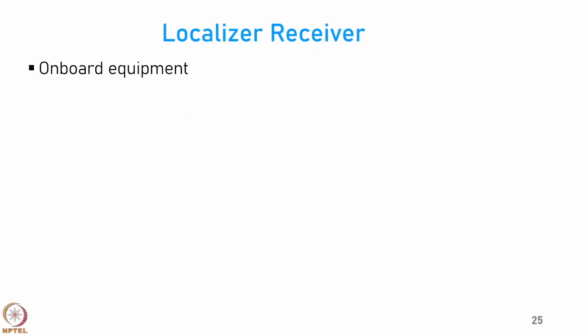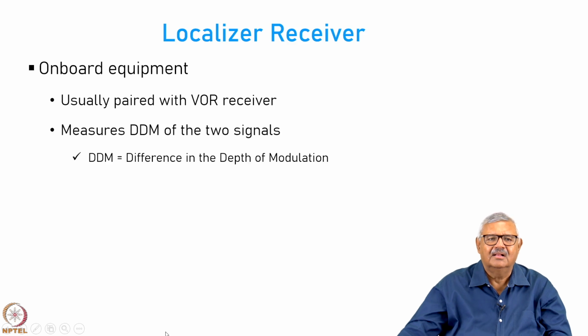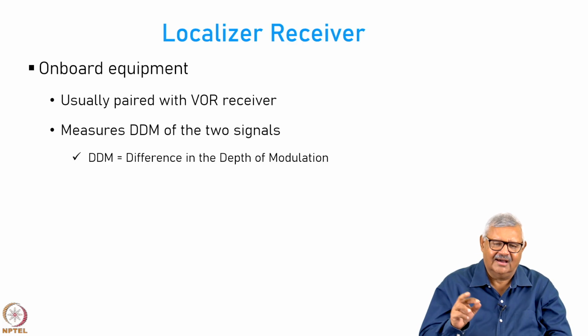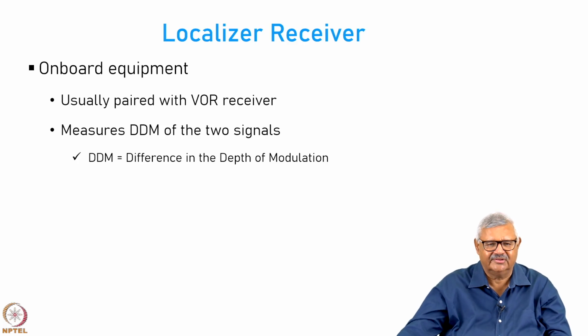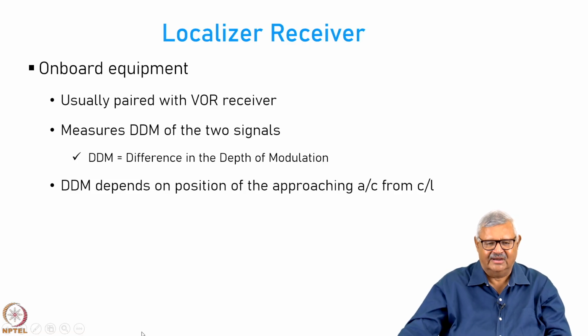The localizer receiver is an instrument which is matching with the transmitter, but this is on board the aircraft. This is usually paired with the VOR receiver. It measures the difference in the depth of modulation of the two signals. As I mentioned, there are two signals, 90 and 150 hertz, and they have an intersection. So, this instrument on board measures the difference in the depth of modulation. The DDM depends on the position of the approaching aircraft from the center line.